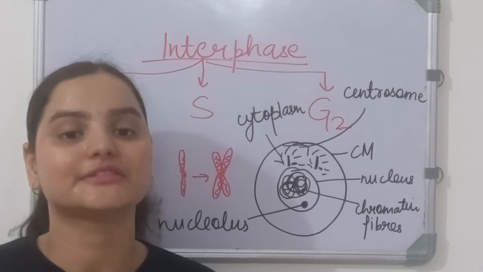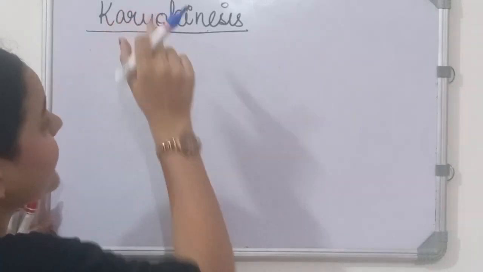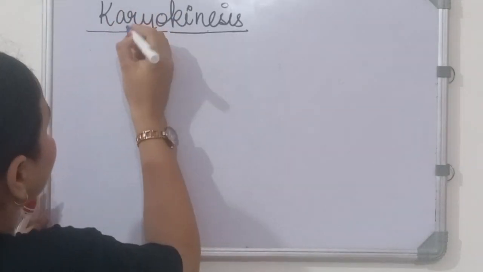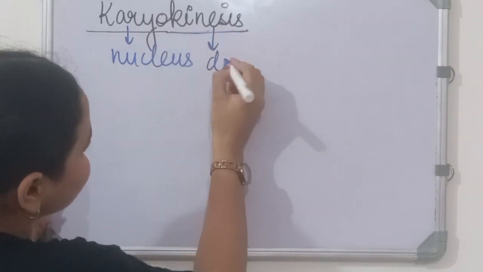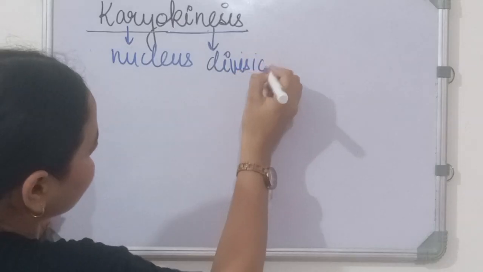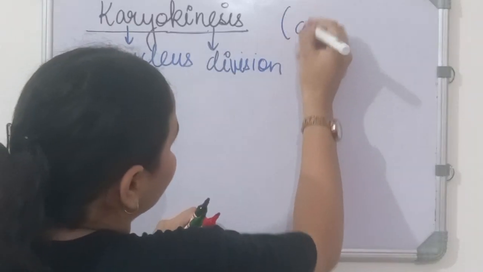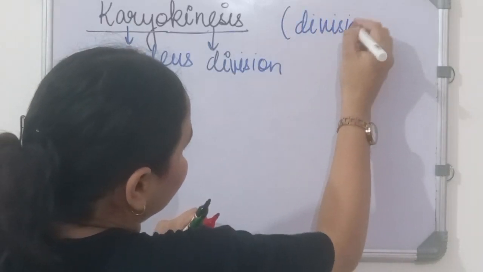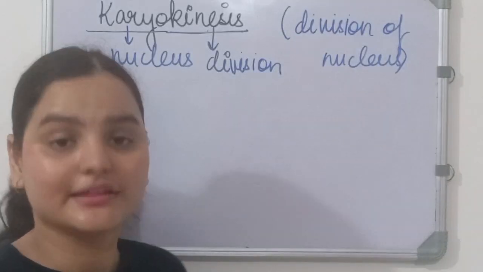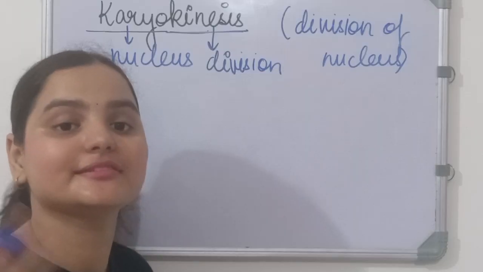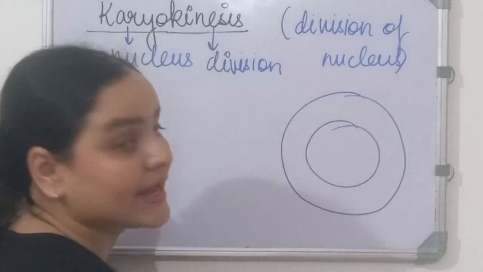And in that we are going to study first about karyokinesis. Let's understand the word karyokinesis. The word karyo means nucleus, and the word kinesis means division. So karyokinesis is division of nucleus. In the interphase stage, our cell already prepared for the cell division. So in karyokinesis, what will happen? This nucleus, this part, it will divide.